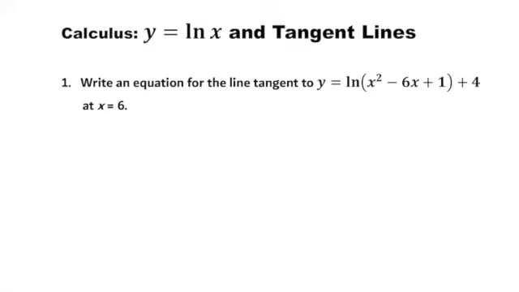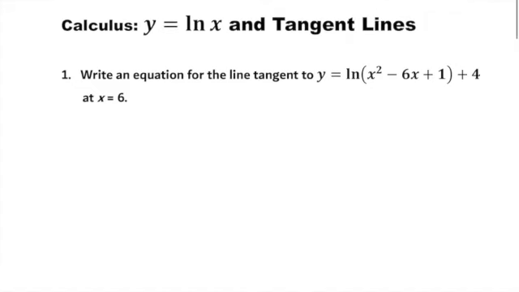We're just doing a couple other natural log problems that apply to tangent lines. In video one, we showed how to get the derivative of a natural log function, and now we're going to apply it to a couple of classic tangent line types of problems, just for a little extra practice. So number one, we'll just jump right in. Write an equation for the line tangent to this function at x equals 6.